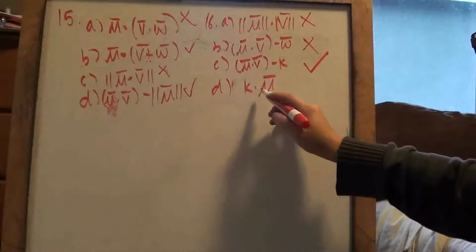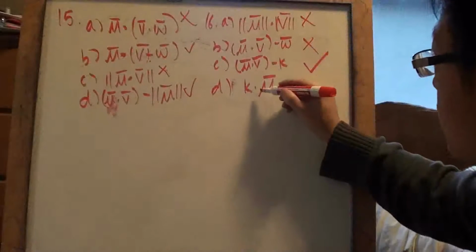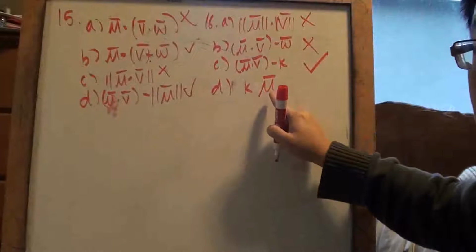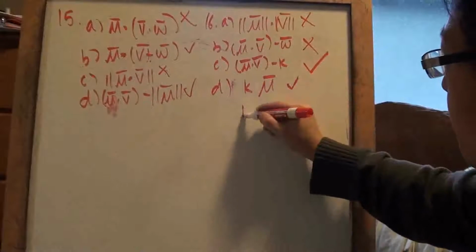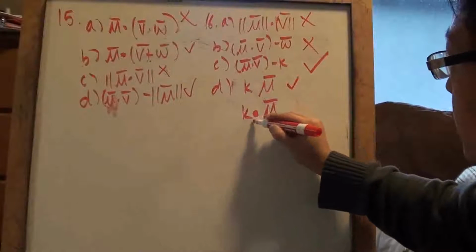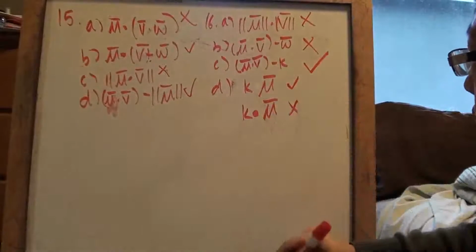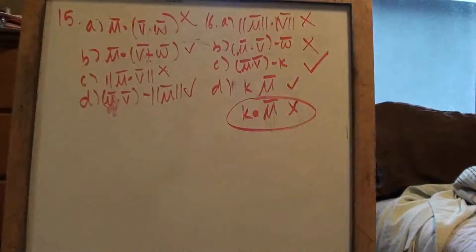So d, k times... oh wait, hold on. Is it dot product? Yeah. So if it's just k times u, we can get away with it. So that will be a check mark. But if it's a dot product of k with a vector, then k has to be a vector too, right? So that's why this will fail. So this is the actual d.